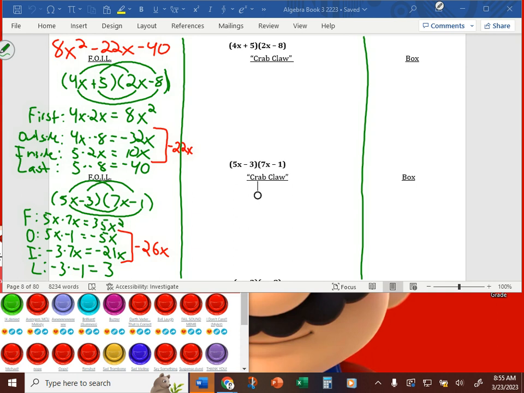And so your final answer here, Cole, would be 35x squared minus 26x plus 3. Yeah, essentially these three terms together, right? 35x squared minus 26x plus 3.